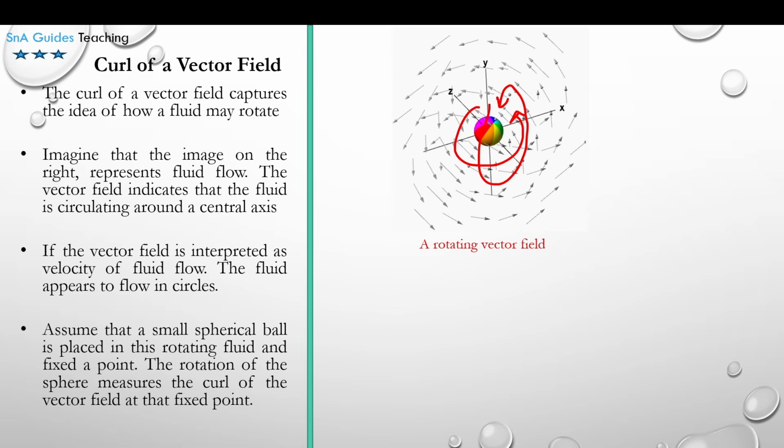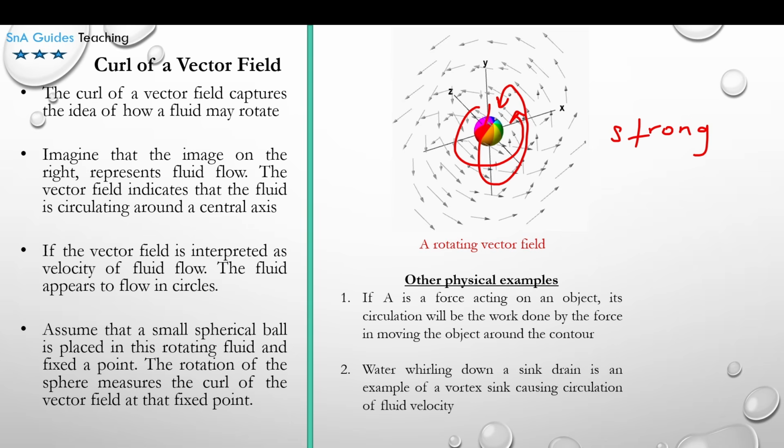A large curl simply means strong rotation. That is, the flower or ball or whatever we drop is going to spin faster, right? And a zero curl means no rotation at all. That is, the ball or the flower doesn't spin at all. As another physical example, if A is a force acting on an object, its circulation is the work done by the force in moving the object around the contour.